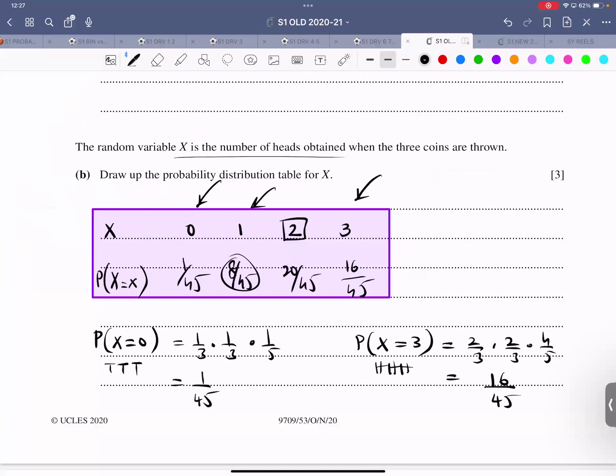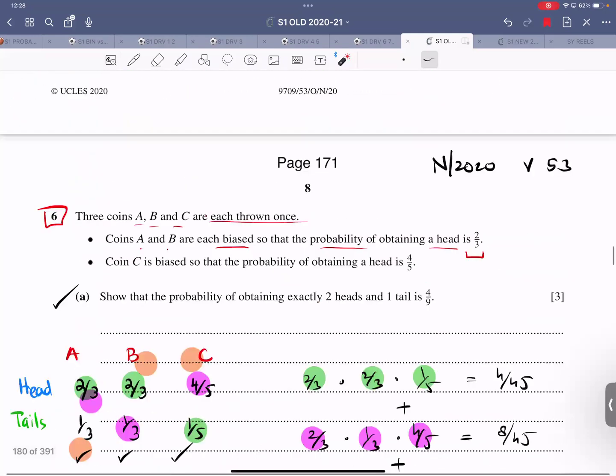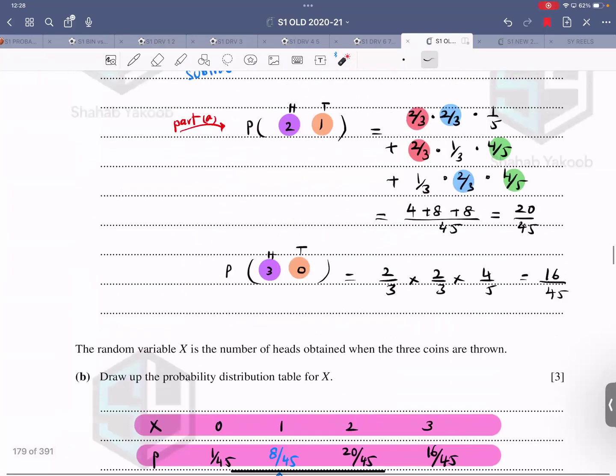So which one is 13? Let me just double check. This is 20 plus 16, 36. 36 plus 1 is 37. 45 minus 37 is 8. Sahi hai? Let me double check. So that is the working I've done before.